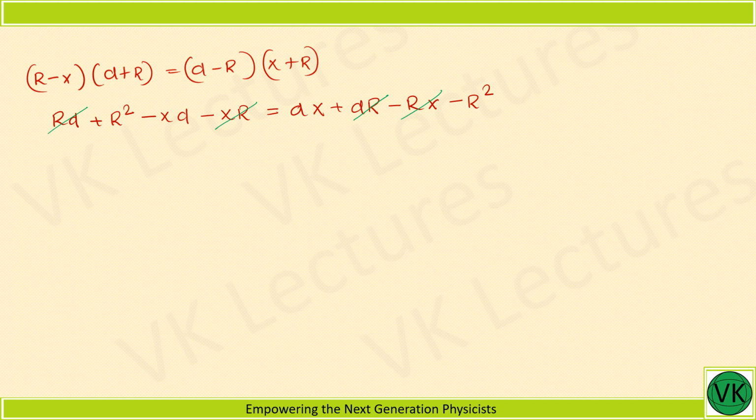So this becomes 2r square equal to 2xd, and r square equal to xd, and x is equal to r square by d. So this is the value of x.